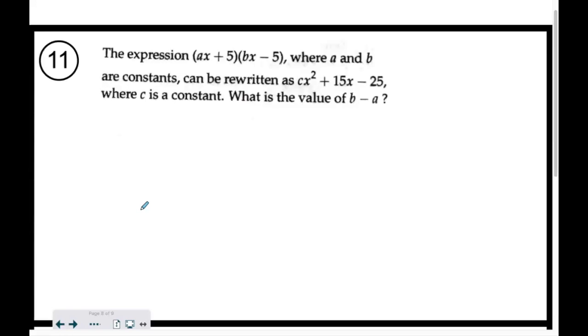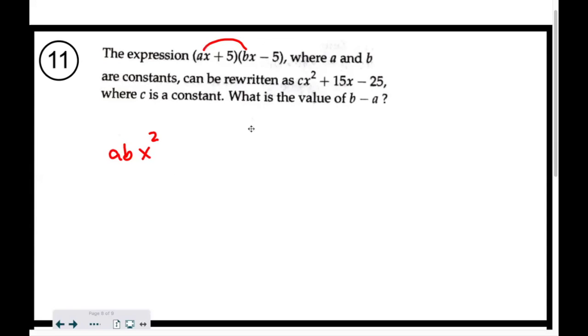All right, this one's pretty tricky. So the first thing I would look for is that these are equivalent. They say it can be rewritten, just a fancier way of saying that they're equivalent expressions. And one thing I could do over here is FOIL. There's not much I can do over here. I can't factor it because I don't know C. So I'm going to just FOIL. So this is ABX squared.